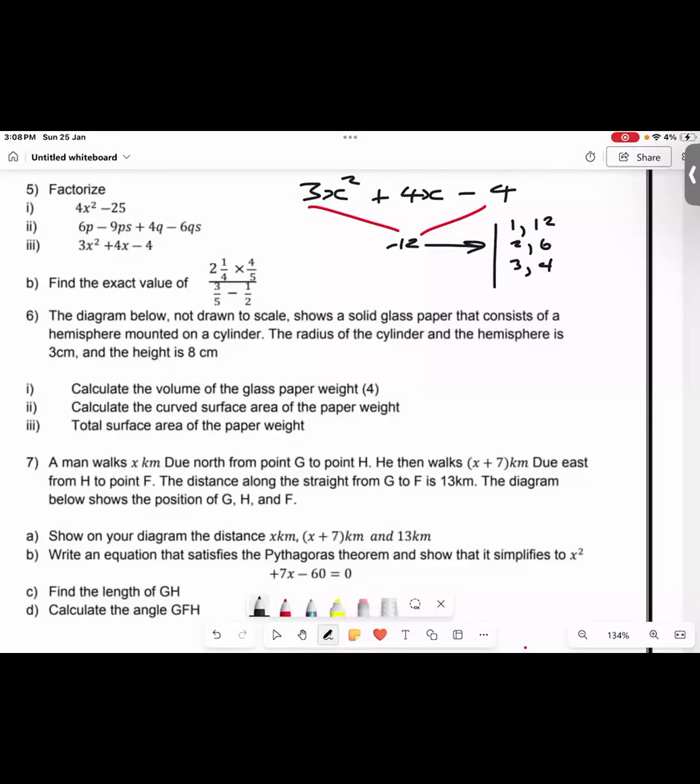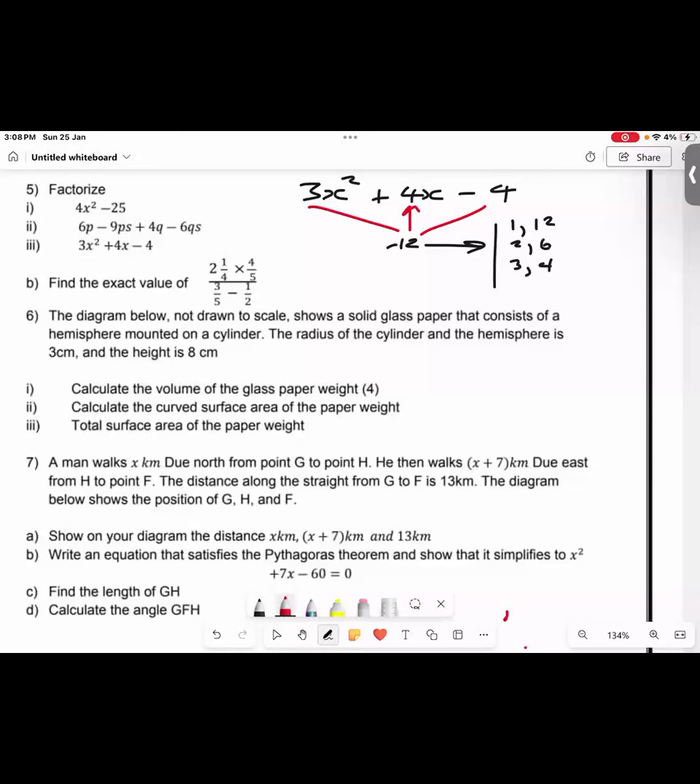So how do I choose? I have 3 pairs. How do I know which one is the correct one? The one that you choose is going to be the one that's able to give you back the term in the middle, which is the 4. So I need to choose the pair that if I add it or maybe if I subtract it, it will produce the term in the middle. The number that is in the middle is 4.